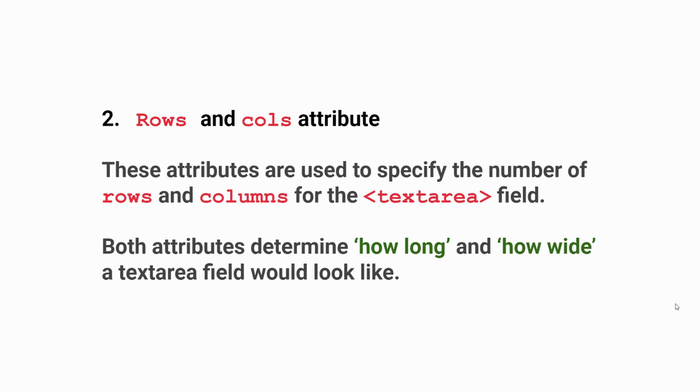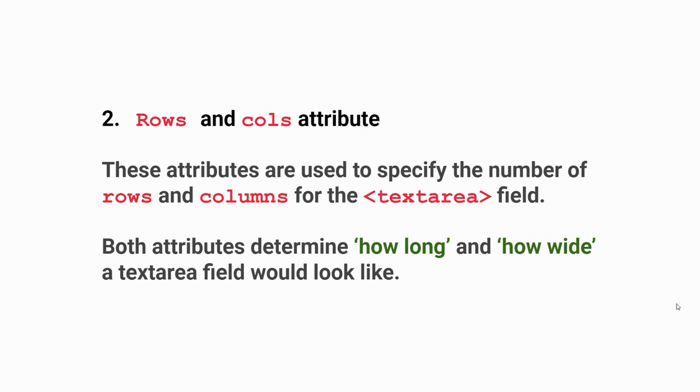So we have the rows and the cols attributes. These attributes are used to specify the number of rows and columns for the text area fields. So don't worry, we'll be seeing more of this practically once we are done with this entire session. So just imagine a row and a column.